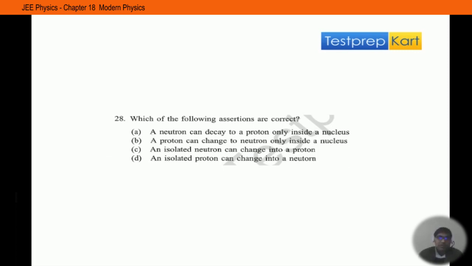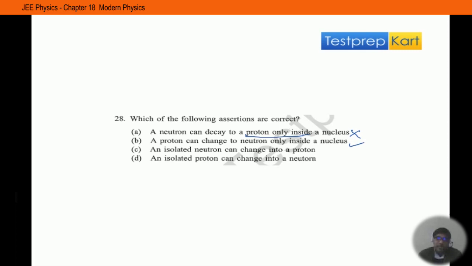Now next, which of the following assertions are correct? A neutron can decay to a proton only inside the nucleus. It is not correct, because the condition given, only inside the nucleus, is not right. Next, a proton can change to a neutron only inside the nucleus. It is right. When electron capture takes place inside the nucleus, then a proton gets converted into a neutron. But this process does not take place outside of the nucleus. So option B is correct.